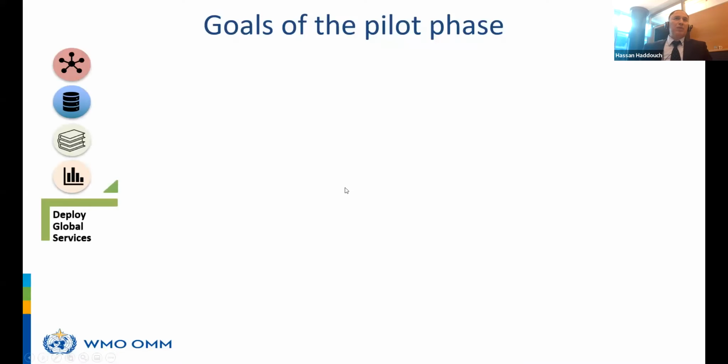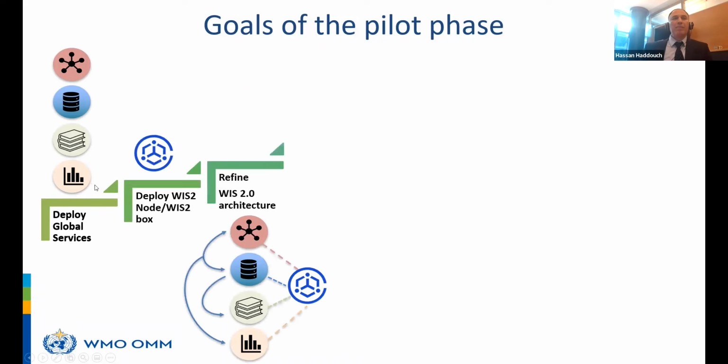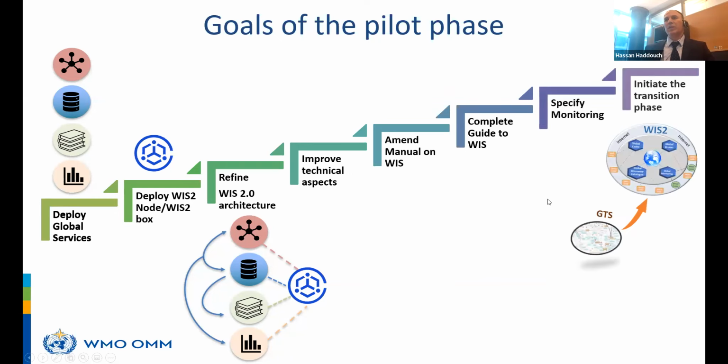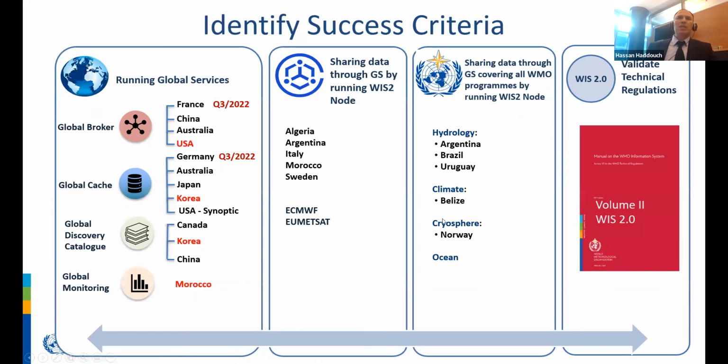The goal of the pilot phase is to develop and deploy the global services and the WIS 2 nodes and make integration between them, in order to refine the WIS 2 architecture and improve technical aspects, and also amend the Manual on WIS to be approved by Congress next month, complete the guides to WIS, specify monitoring, and initiate the transition phase. And we have some success criteria.